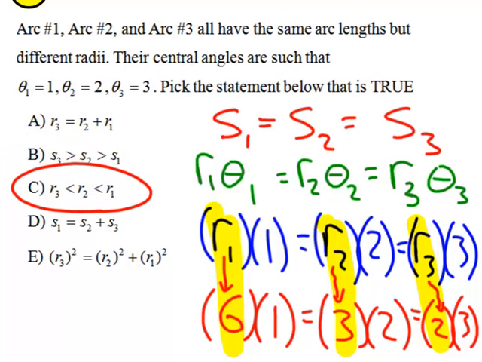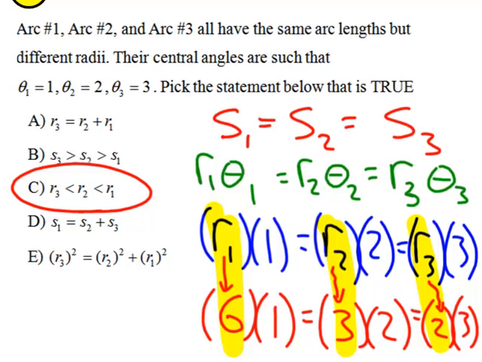What about this right here? That appears to be true, doesn't it? R3 does appear to be less than R2, which does in turn appear to be less than R1. So that appears to be true. Once again, based on the premise that we have the same arc lengths, D here certainly seems wrong. They all have the same arc length, so you shouldn't be able to add two of them and get the third. And finally, E, take a look at E.